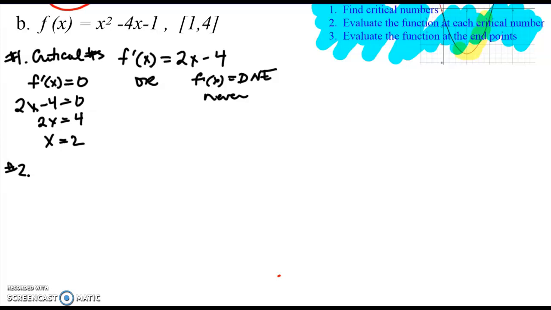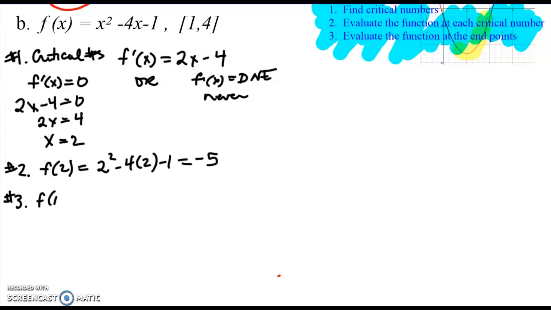So if we put a 2 into the function, let's see what we get. We'll get 2 squared minus 8 is minus 4, minus 1 is negative 5. Okay, so that's going to be a possible absolute max or absolute min. Let's do the last step and find out what the min and max is at the endpoints. So we look at the endpoints here. The first one is the 1.